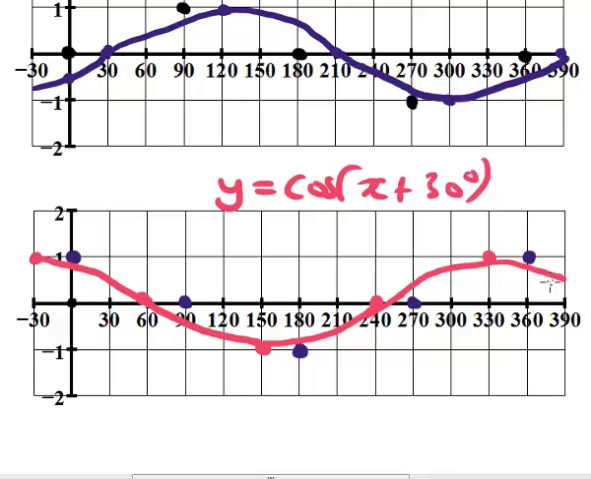In the next lesson, we're going to do points of intersection of two trig graphs and bring in your matric section on compound and double angles.